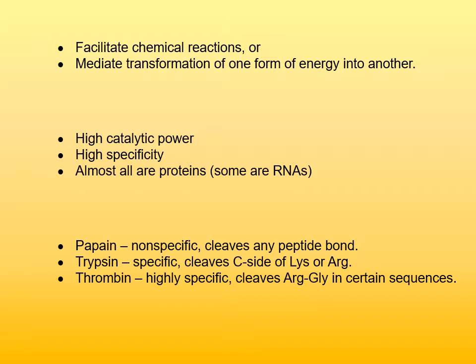So papain would be non-specific. It basically cleaves any peptide bond. Trypsin is specific, and it cleaves a chain only on the C side of a lysine or arginine residue. And thrombin is highly specific, and it will cleave a peptide chain only at an arginine-glycine bond, and only when that bond is present in certain sequences.